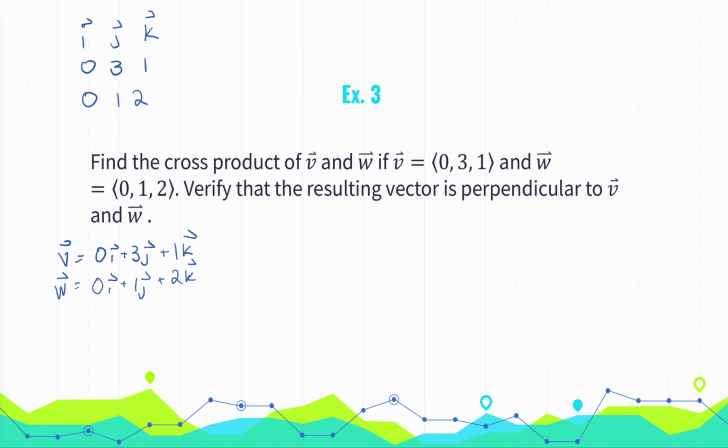And so to do the cross product, we're going to start with i. We're going to cancel out the i row and the i column. And we're going to do the determinant of what's left. So that's going to be 3 times 2 minus 1 times 1, which is 6 minus 1, which is 5i.